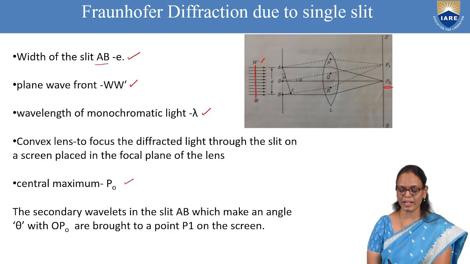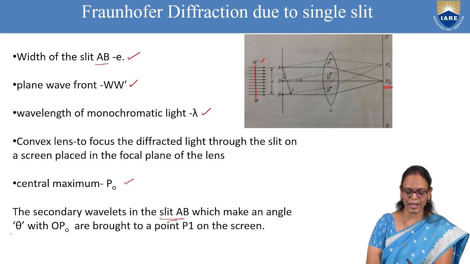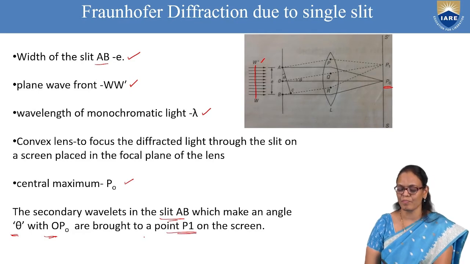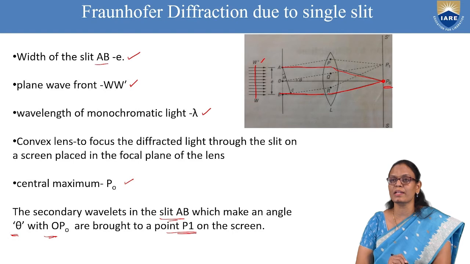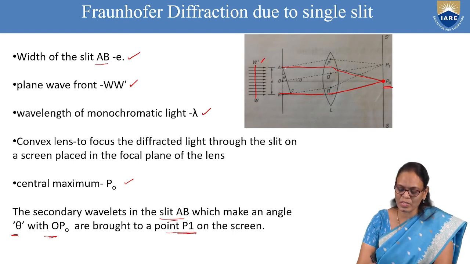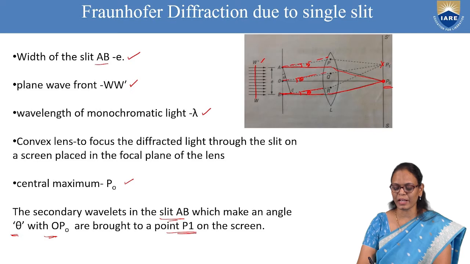Then the secondary wavelets in the slit AB make an angle theta with OP0 and are brought to a point P1 on the screen. Those rays which are traveling straight arrive at a point P0 on the screen. This gives rise to the central maxima. But those that make an angle theta, they are bending at an angle theta. All of them are brought to a point P1 on the screen. So they are making an angle theta with OP0. Those which are bending come at P1.